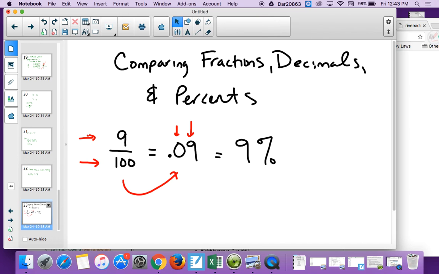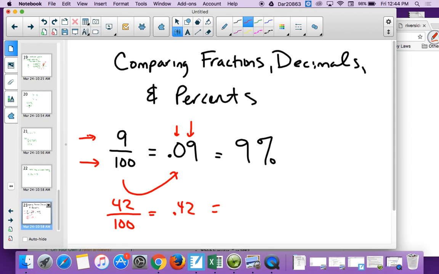Another example could be a fraction of 42 over 100, which is 42 hundredths. So the decimal will be 42 hundredths. Notice I say hundredths because you go to whichever place value is farthest to the right. 42 hundredths is there, which is a decimal, which was the previous video we did. Going from a decimal to a percent, D to P, move the two decimal places to the right, 42%.